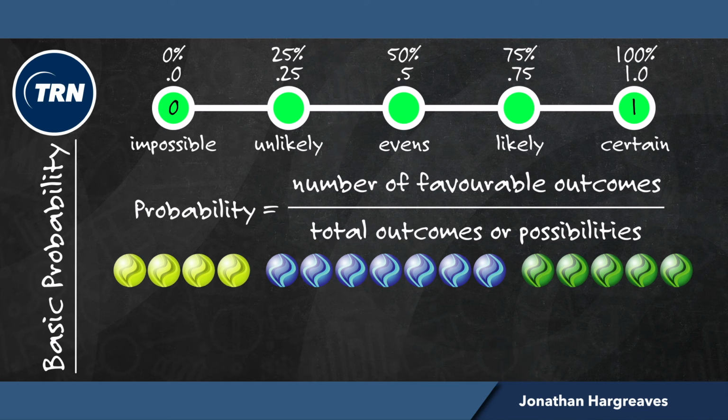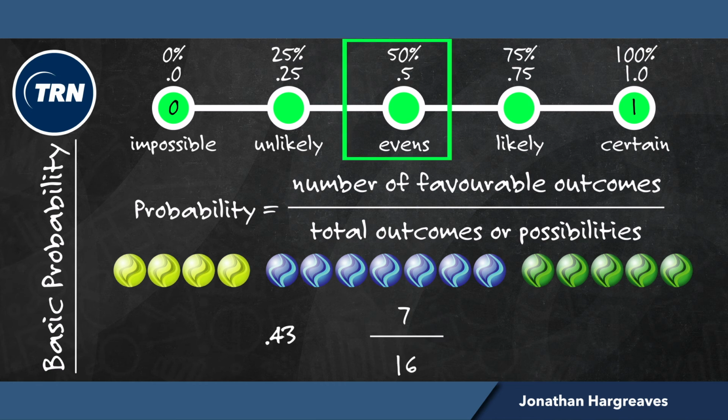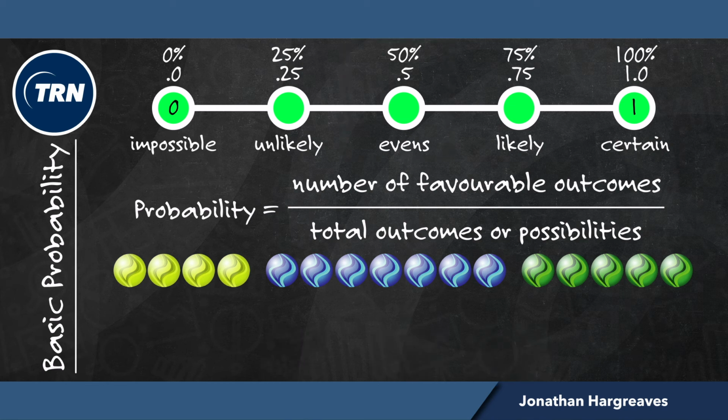Let's have a look at blue. Blue is the number of favourable outcomes is 7. We know we have 7 blue marbles. So our probability is shown as 7 over 16. As a fraction, it's 0.4375 or 43.75%.